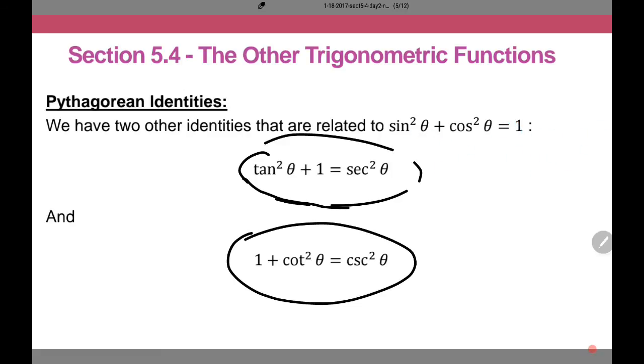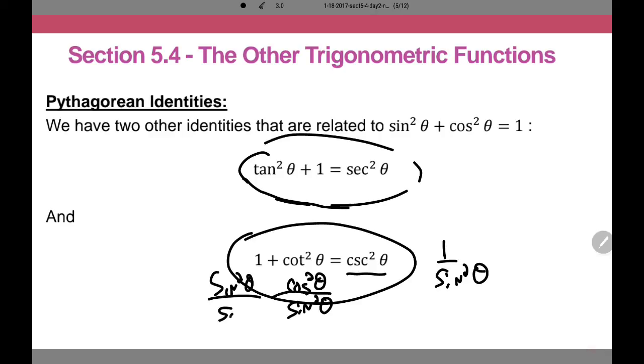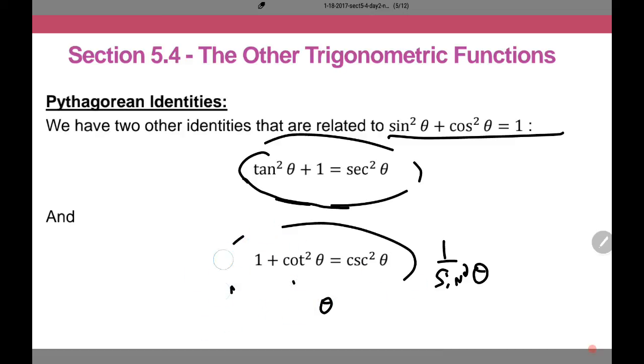So if I divide everything by sine, 1 over sine squared is the cosecant squared. Cotangent squared would be cosine squared over sine squared. And then 1 would be the sine squared over the sine squared. You can see it's identical to what we had before when we got started. And we're going to use these identities at times to change or to verify identities.